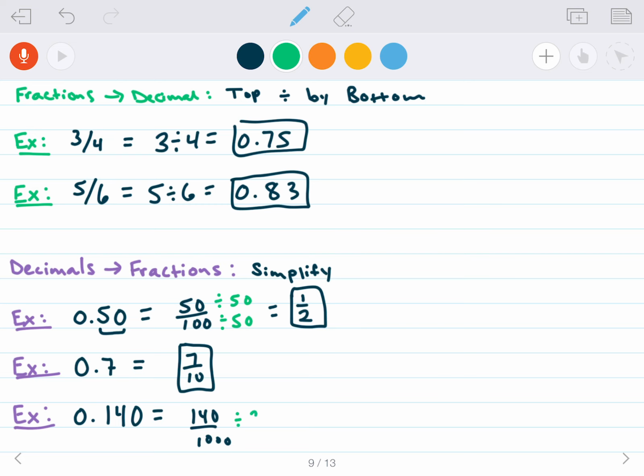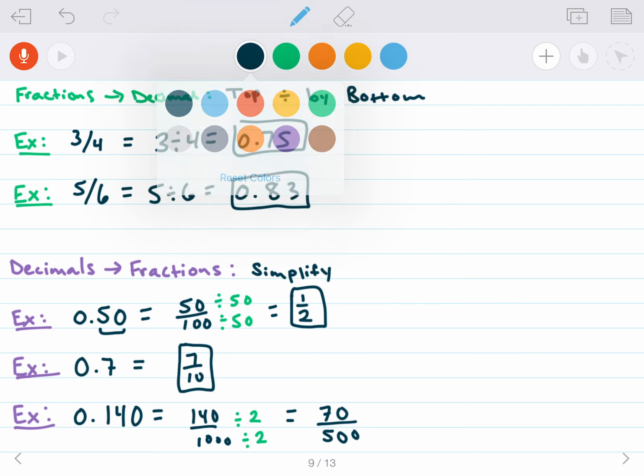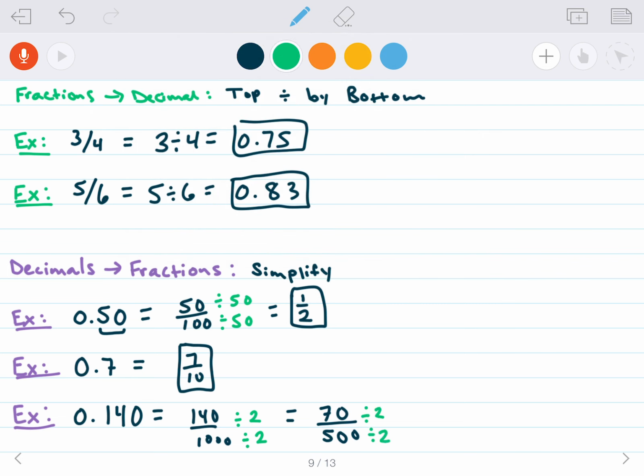140 over 1,000. If I first divide by 2, half of 140 is 70, half of 1,000 is 500. So this is 70 over 500. And then if I divide by 2 again, we can keep dividing by 2. This is going to give us 35 over 250. And then, let's see, 35 out of 250. I can divide by 5 to get 7 over 50. And then I can't go anymore, so that's my fraction in simplest form.